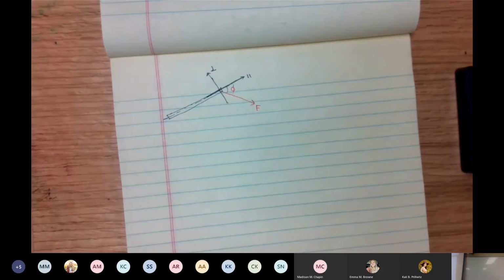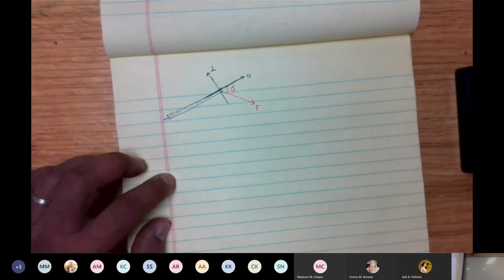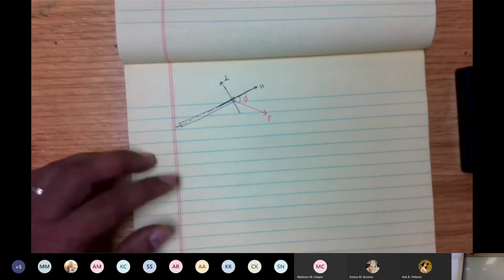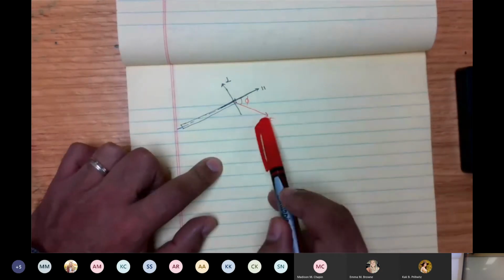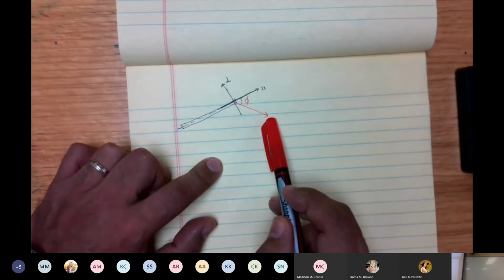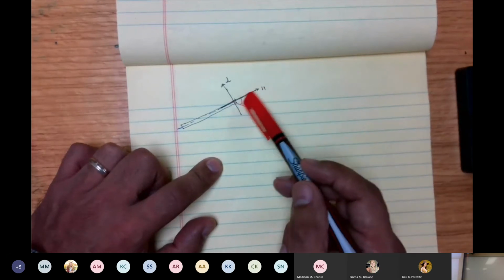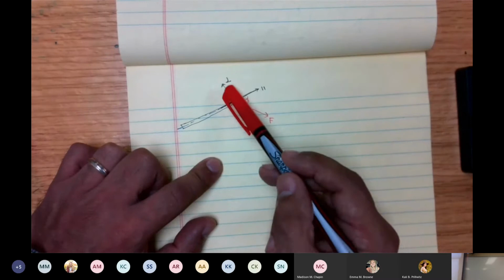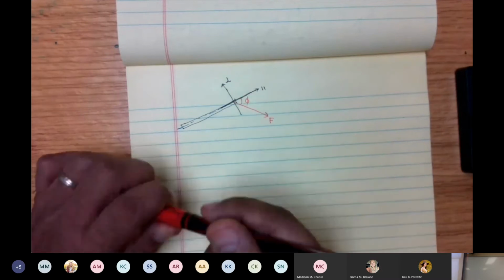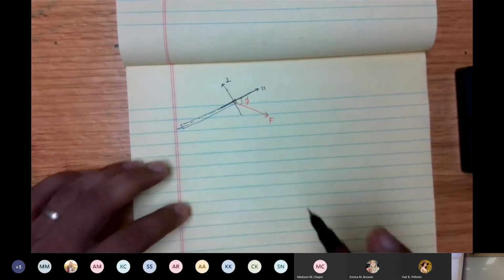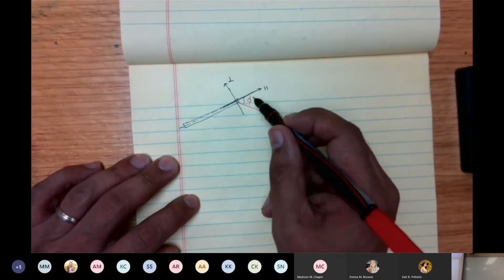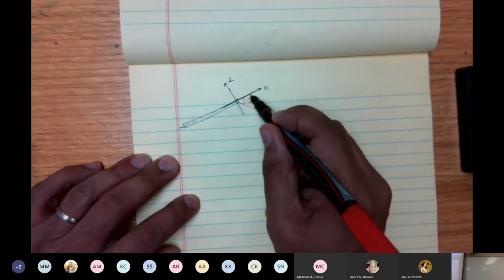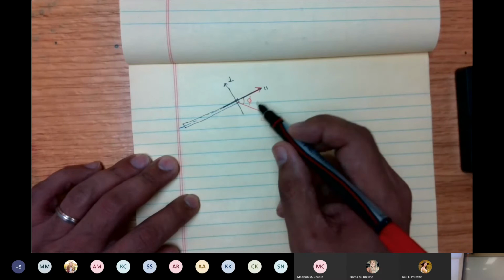Okay, now this is one of the tricky parts with torque. There is this force, because it doesn't align with the perpendicular or with the parallel axis. This force is going to have two components. It's going to have a parallel component and it's going to have a perpendicular component.